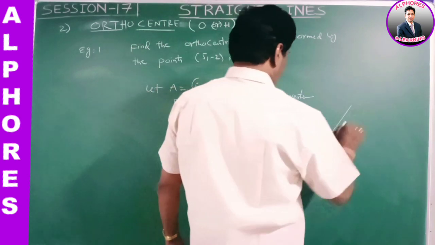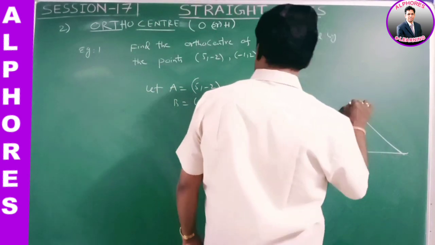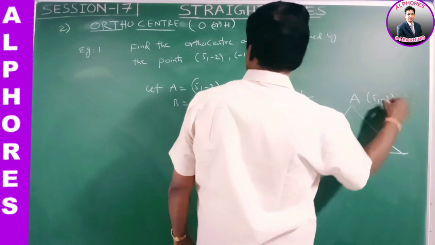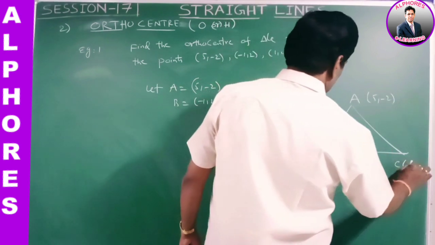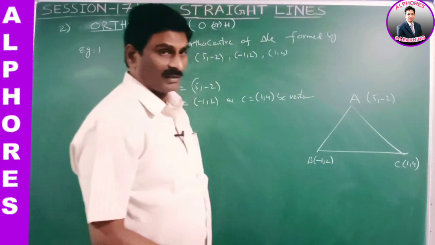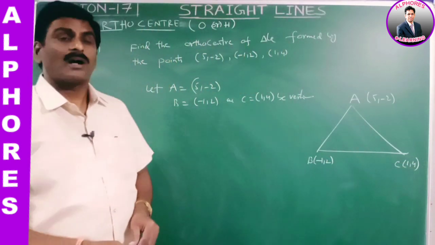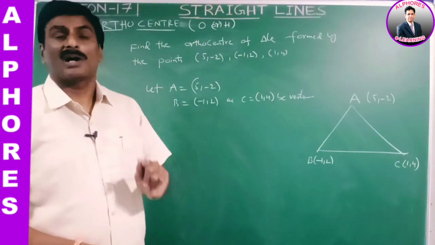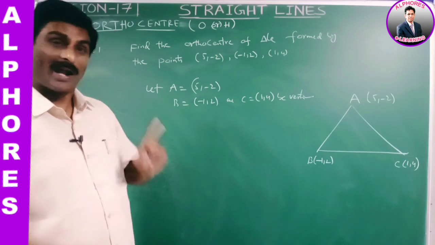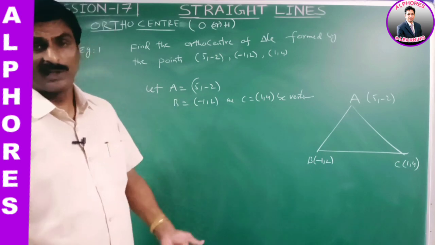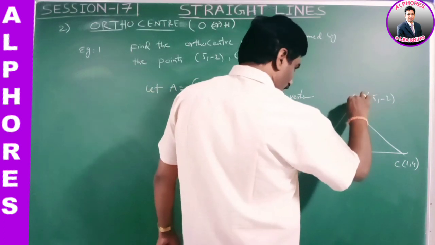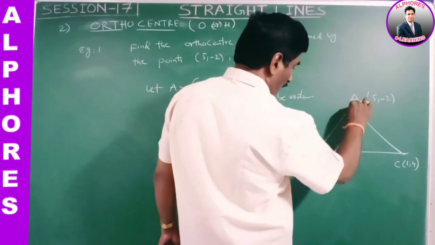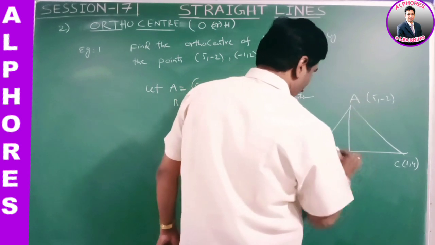Suppose the triangle is in this way: A (5, -2), B (-1, 2), C (1, 4). These are the vertices of the triangle. Now we find the orthocenter. What is the orthocenter? It is the point of concurrency of altitudes, that means the point of intersection of any two altitudes. An altitude is the perpendicular line drawn from a vertex to the opposite side. It is one of the altitudes.